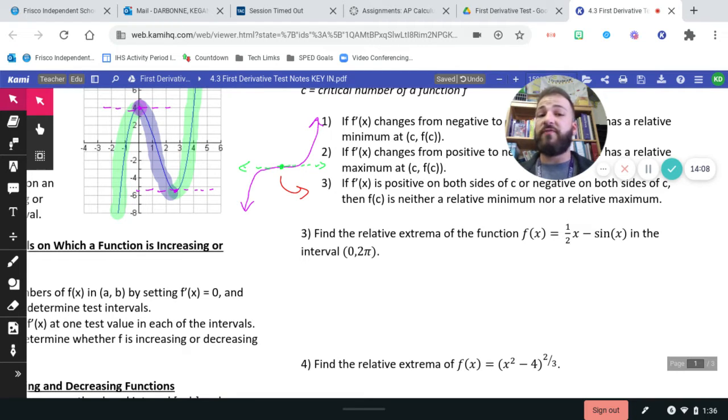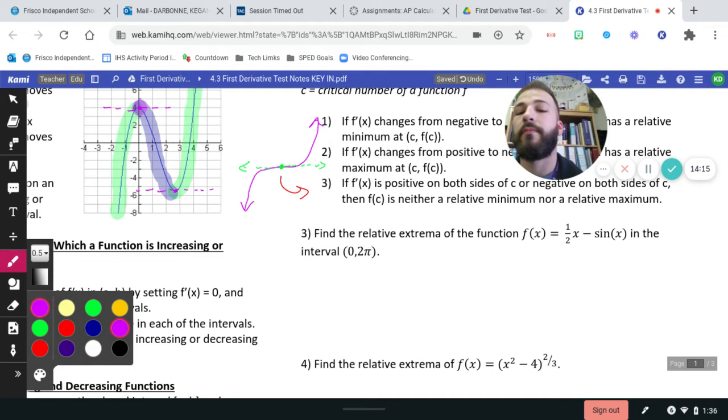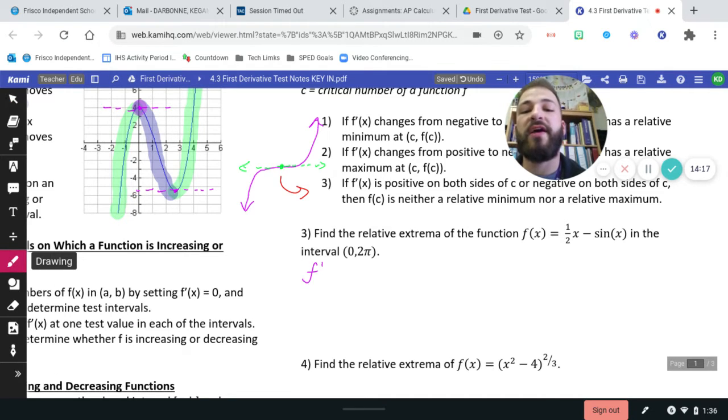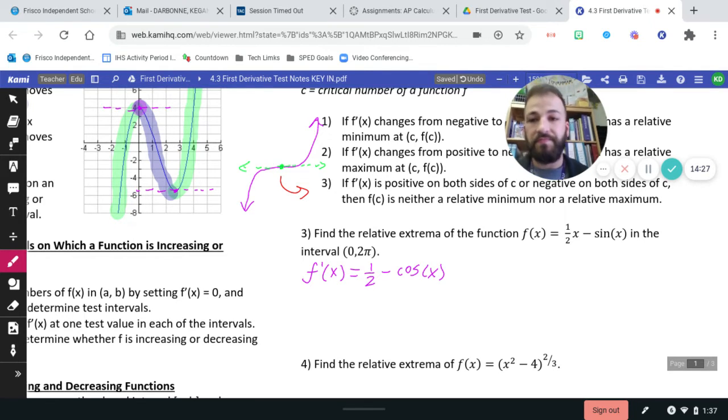Okay, so first and foremost, just like we've done before, we're going to take our derivative. So f prime of x is equal to 1/2 x would just become 1/2. Minus sine of x will become minus cosine of x. Then I'm going to set that equal to 0.